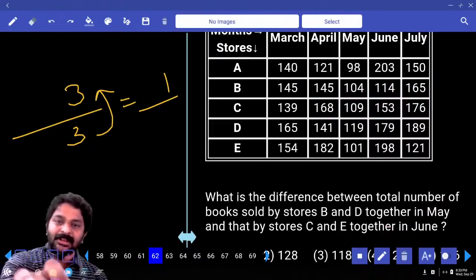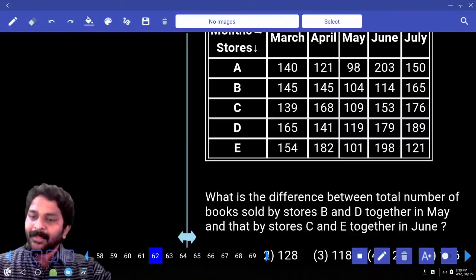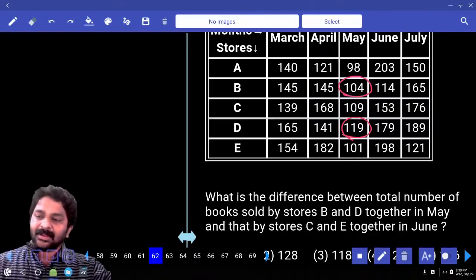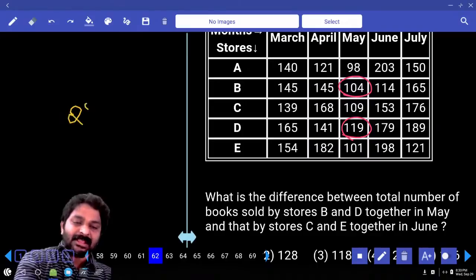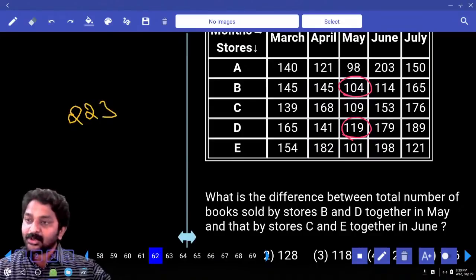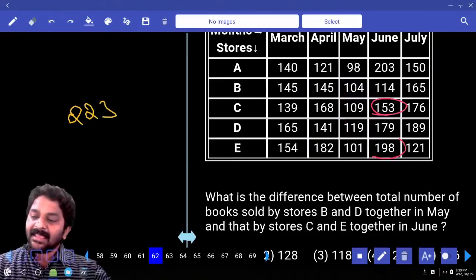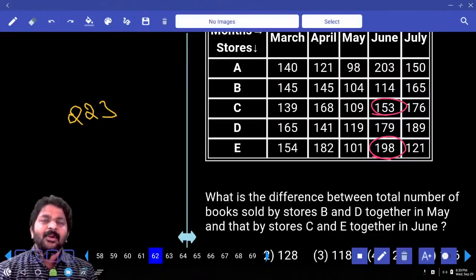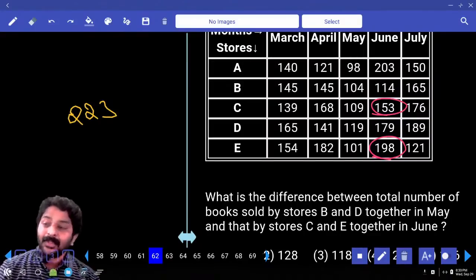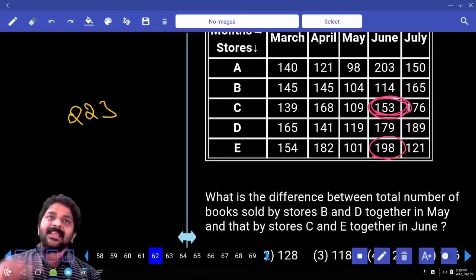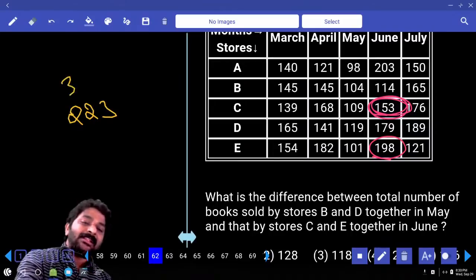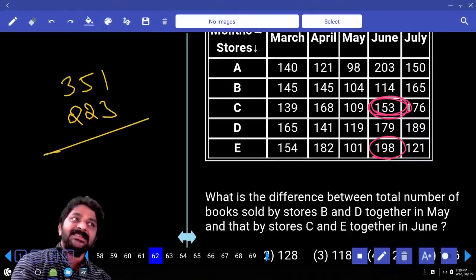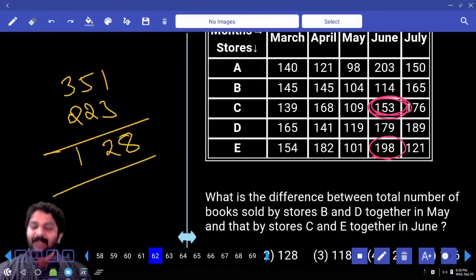What is the difference between total number of books sold by store B, D together in May? May, B and D together. Come on, 223. Okay. C, E together in June. C and E. Yes, what is E value here? To make it a round figure, how much more is required? Take 2 from C. There you'll have 151. Other number 200. Total 351. 351 minus 223 is 128. Second option answer.